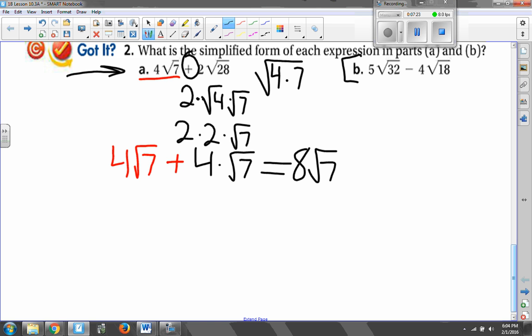All right, now the square root of 32 can be split into 16 and 2, which means that becomes 4 square roots of 2. 16 square rooted is 4, times by 5. That's 20 square roots of 2.